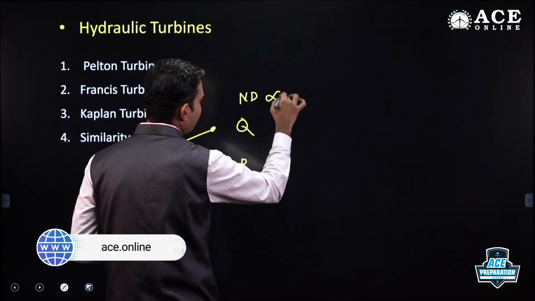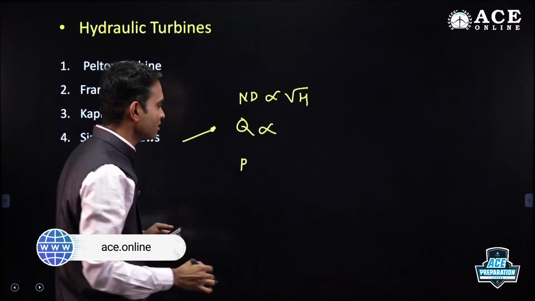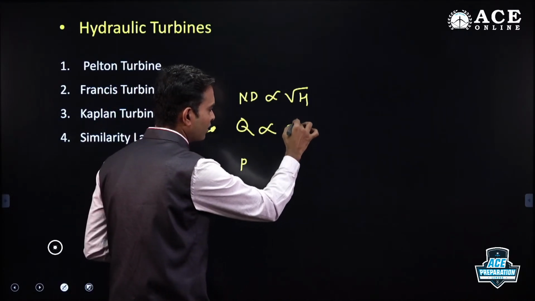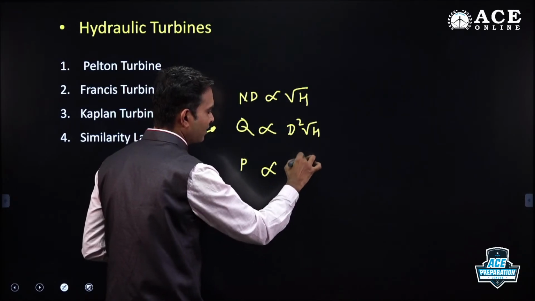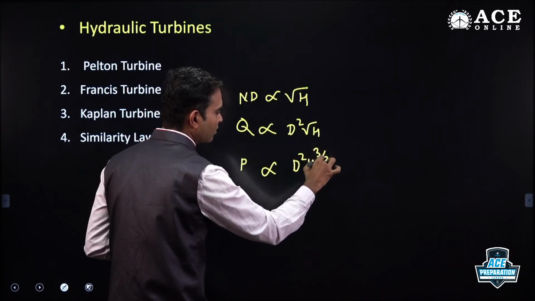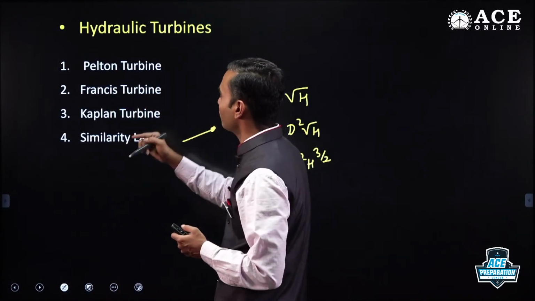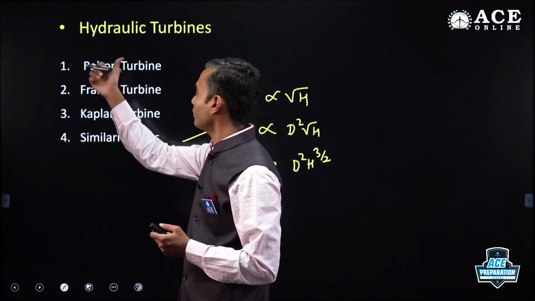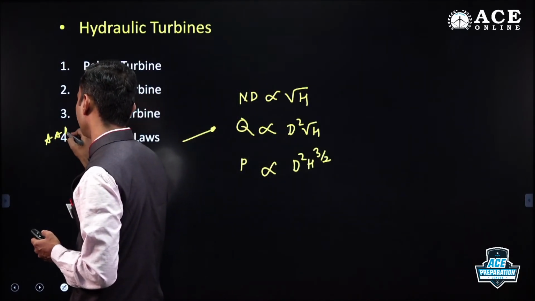So the first law is ND is directly proportional to root H. The law related to the discharge is Q is directly proportional to D square root H, and power is directly proportional to D square into H to the power 3 by 2. Based upon these three equations, maximum questions come from this chapter. So similarity law I will give 4-star weightage.